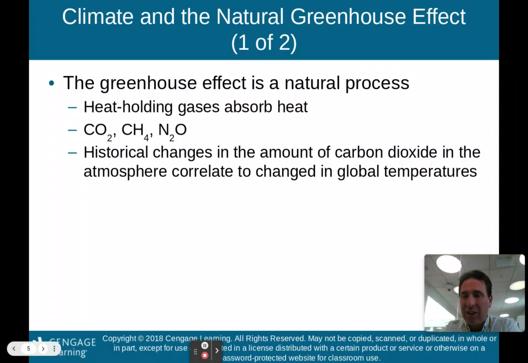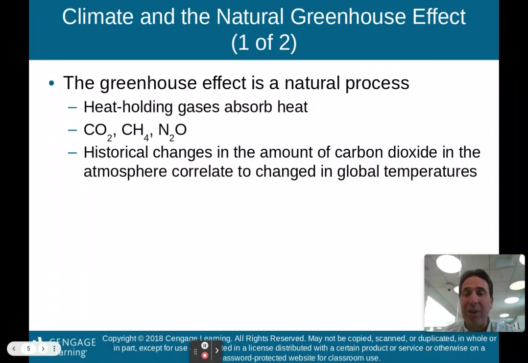So let's talk about climate and the natural greenhouse effect. Now, this is actually very interesting. When you hear the greenhouse effect, many times your first thought is a bad thought. The greenhouse effect is actually good. It's a natural process where heat-holding gases, which we call greenhouse gases, absorb infrared radiation, or heat, that the Earth re-radiates, right? The Earth is heated by the sun, which heats the ground, and then that ground re-radiates heat in the infrared part of the spectrum. These special greenhouse gases trap that infrared radiation, keeping the Earth nice and warm.